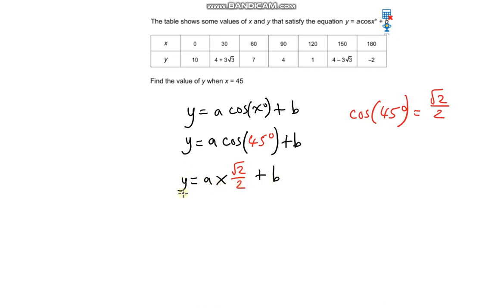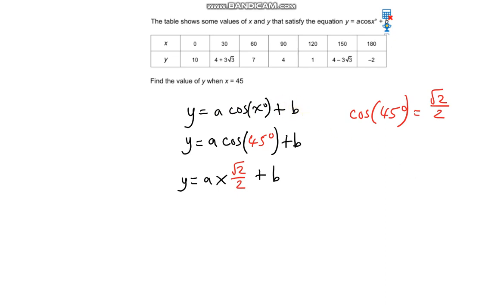Okay, so when x equals 45, we've got y equals a times √2/2 plus b, and we're trying to figure out what y is. But at the moment, we've got a and b, which we don't know. They're not given to us, so we can't work out what y is at the moment. However, we are given some values up here. We're given x values and corresponding y values, and what we could do is pop them into this original equation to work out the values for a and b.